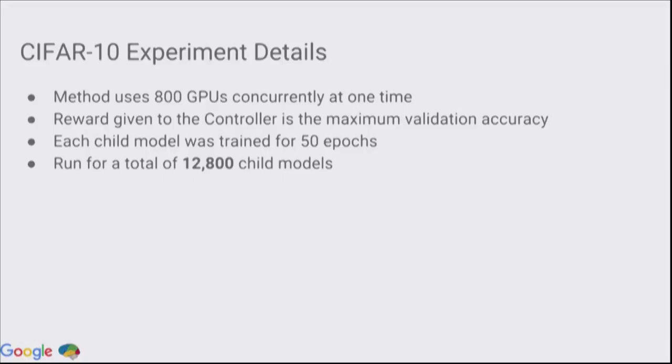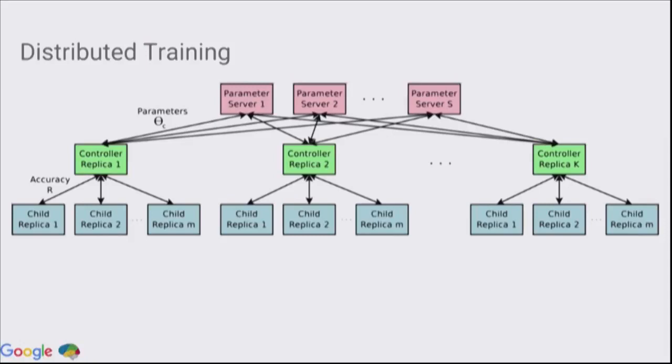We conducted a massive experiment on this. So we used 800 GPUs concurrently at one time. And each child network was trained for 50 epochs. The total number of models that we trained was 12,000 child models. Because we run 800 GPUs concurrently, we break it down into multiple replicas, and then the replicas communicate to a parameter server for the controller so that the controller can asynchronously update the parameters so that it can sample better architectures over time.